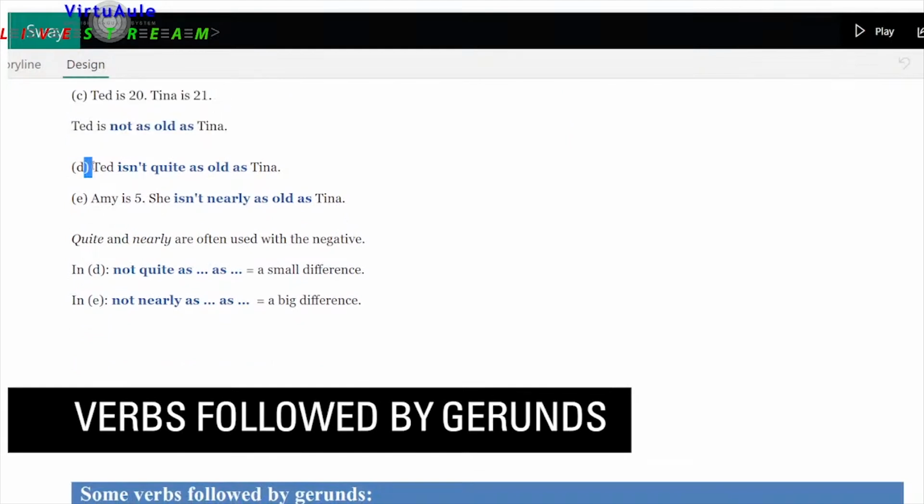D, Ted isn't quite as old as Tina. Okay, you can also use quite to modify a little bit this old. Amy is 5. She isn't nearly as old as Tina. Okay, here's another possibility. You can use nearly to modify the old. Quite and nearly are often used with the negative. Not quite as, something as. That means that there is a small difference. Not nearly as, something as. That means there's a big difference.